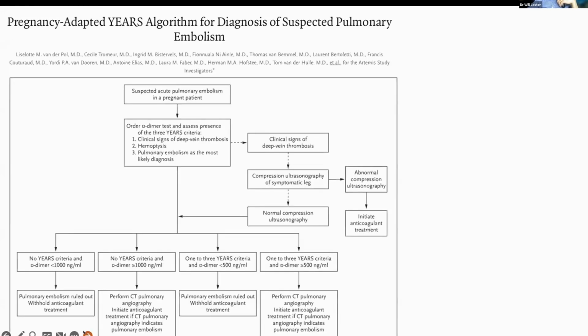And so one of these is the pregnancy-adapted YEARS algorithm. So what they do is they say, well, have you got clinical signs of DVT? Have you had hemoptysis? That keeps cropping up. Or do you think pulmonary embolism is the most likely diagnosis, as opposed to some other pregnancy-related breathlessness? And they use this cutoff: if you've got no criteria, you do a D-dimer, and if it's over 1,000, you investigate. If you've got one criterion, you can use a D-dimer cutoff of 500, to do a CTPA or not do CTPA or VQ scan. If you could forward it.